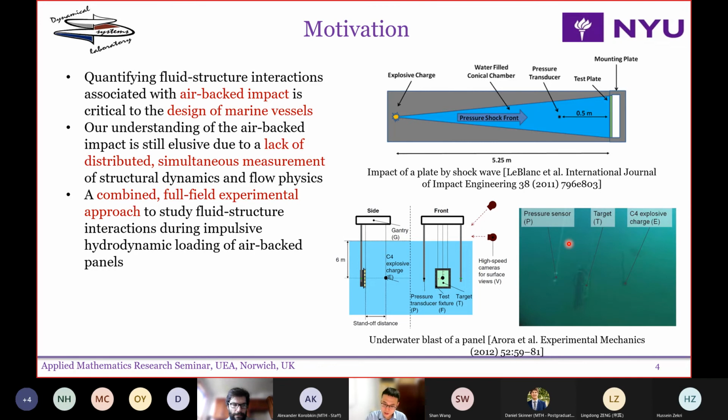In almost all of the studies, as far as we know, the measurement of the flow dynamics is mostly focused on one point. Most studies use a single pressure sensor to quantify the flow. We haven't read a study that used any technique that acquired a two-dimensional measurement of the flow physics and also the structural dynamics at the same time. But we think that will be very important to understand the fluid structure interaction process of air-backed panels.